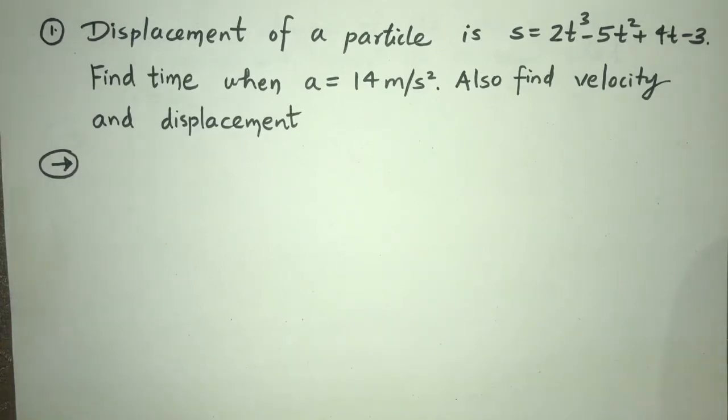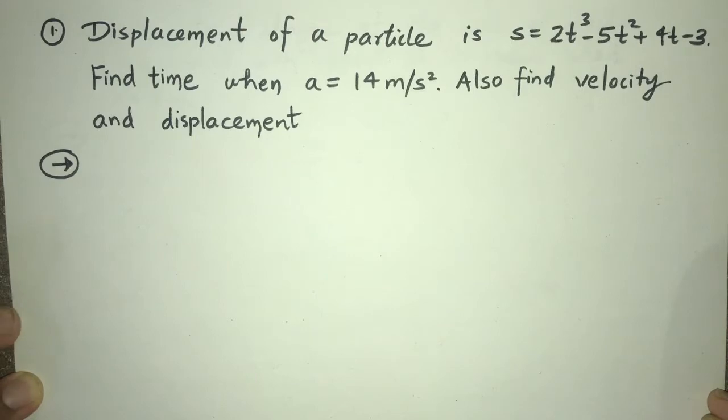In this application we are going to use derivatives as rate measurers. So we are going to find the rate of change of quantities. That is, we are going to differentiate quantities with respect to time, and when we are finding the change in a quantity with respect to time, it is called the rate of change of that quantity. So we are going to use derivatives for that.